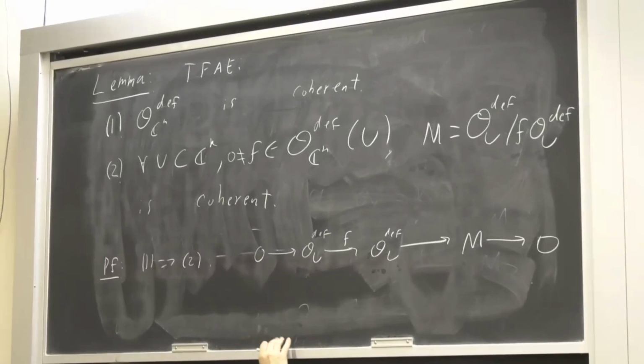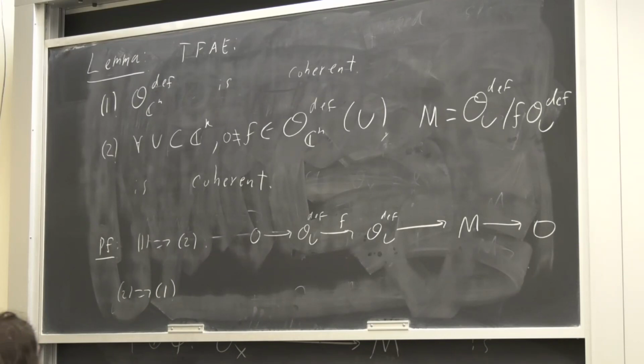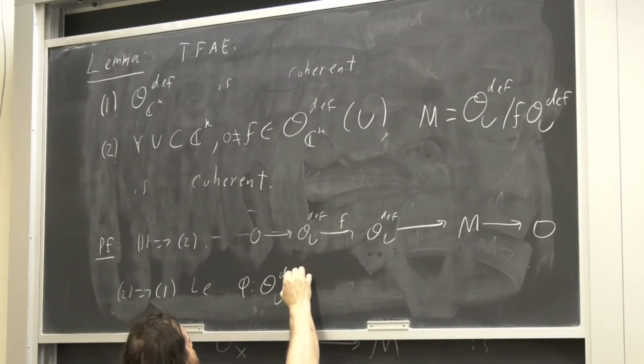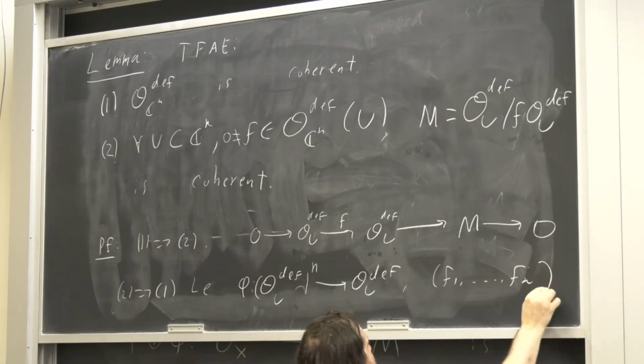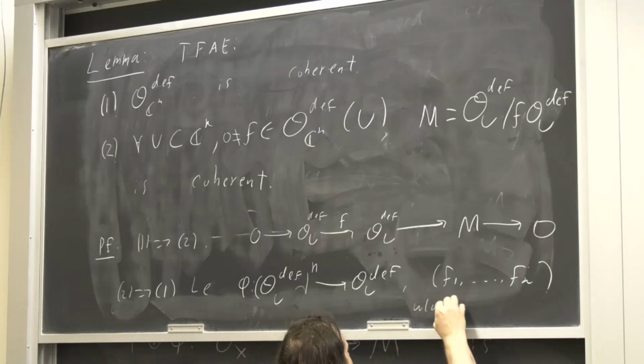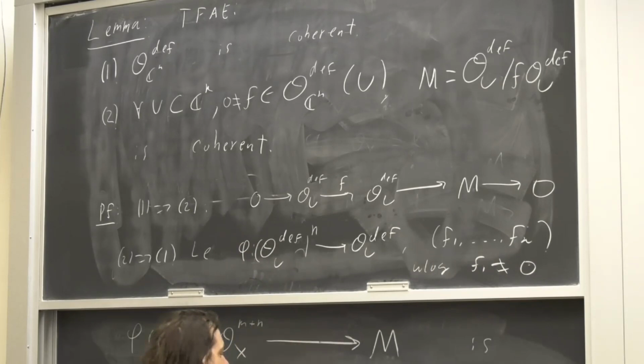So the other direction I want to show is 2 implies 1. So assume that we have 2, all these M's are coherent. And suppose we have a map from OU def to the n, OU def, given by f1 through fn. Let's assume that f1 is not zero. If they're all zero, clearly the kernel is finite type because the kernel is everything. Assume f1 is not zero. So again, we want to show the kernel of this map is finitely generated, it's finite type.